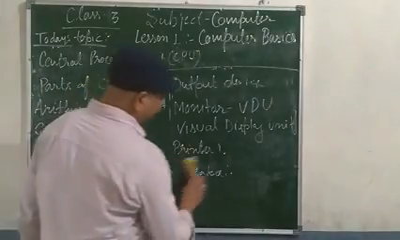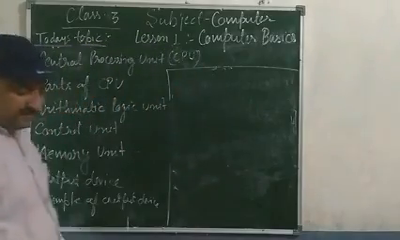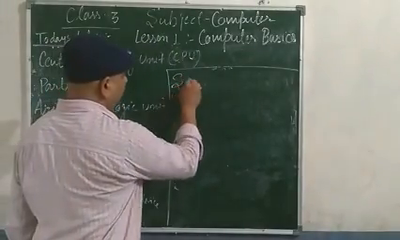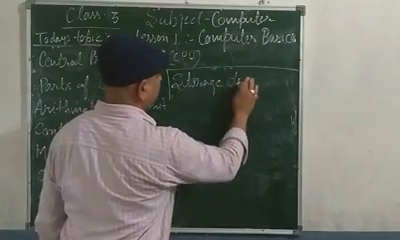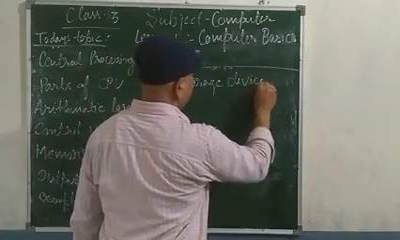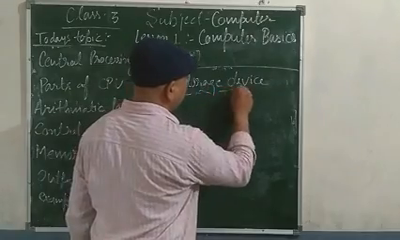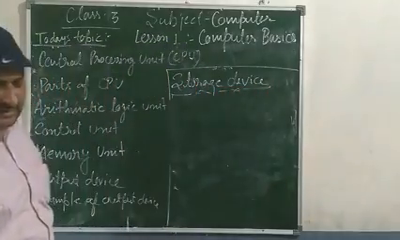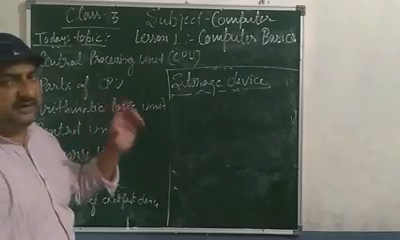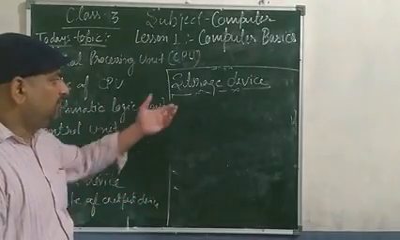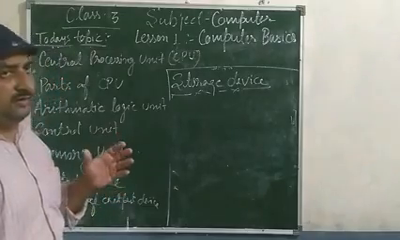Then next is storage device. A storage device is used to store the data inside the computer. We know that CPU has limited capacity to store data. So we can put an external storage device to store a large amount of data.